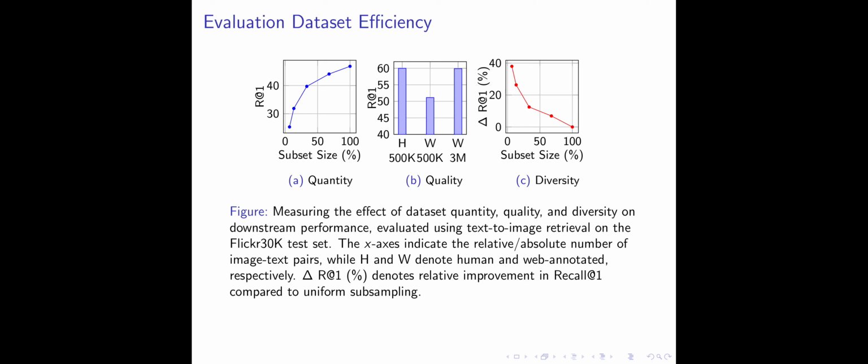Finally, we find that with access to limited data, sourcing image text pairs that are maximally diverse provides substantial improvements of up to nearly 40% compared to selecting image text pairs without consideration for the diversity.